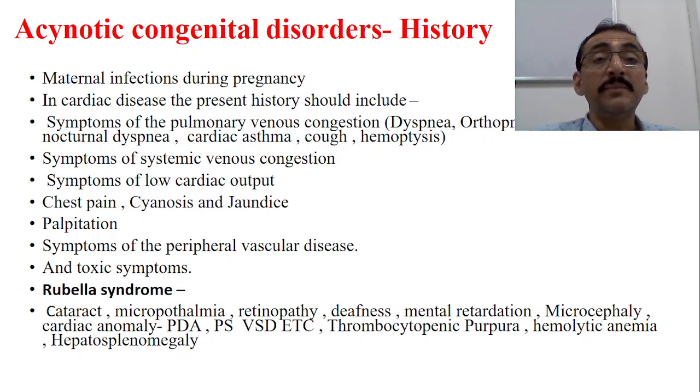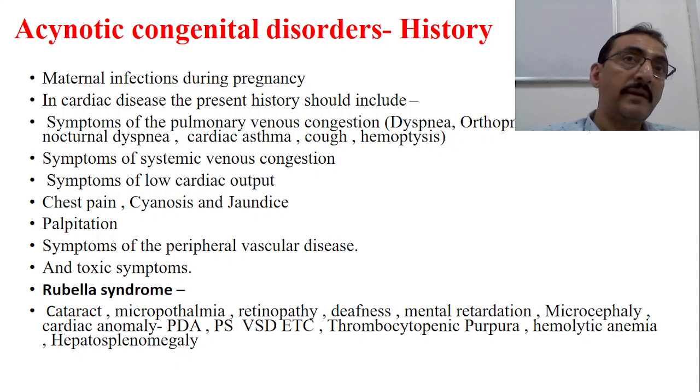Also ask about maternal infections during the pregnancy, or any cardiac disease history, whether the mother has some cardiac problems. Symptoms of pulmonary venous congestion during the pregnancy, like dyspnea, orthopnea, paroxysmal nocturnal dyspnea, cardiac asthma, cough, and hemoptysis. Symptoms of systemic venous congestion, symptoms of low cardiac output, chest pain, cyanosis, and jaundice during pregnancy, palpitation in the mother, symptoms of peripheral vascular disease, and also toxic symptoms. So everything has to be identified in the history.